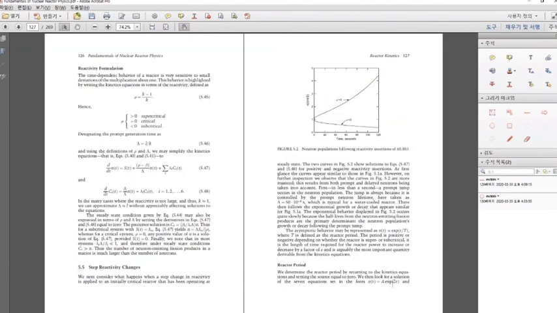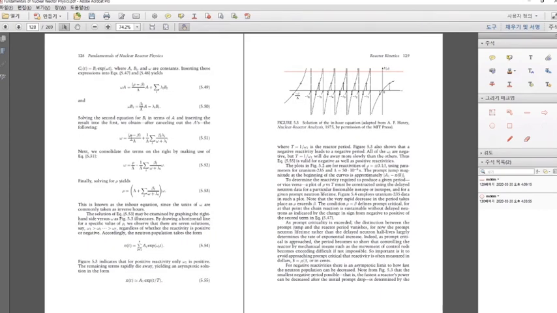And then by assuming n(t) and C(t), the neutron population and precursor concentration, follow an exponential function, we were able to derive this omega equation. This equation shows us the relation between inserted reactivity and omega, which is directly related to the reactor period.